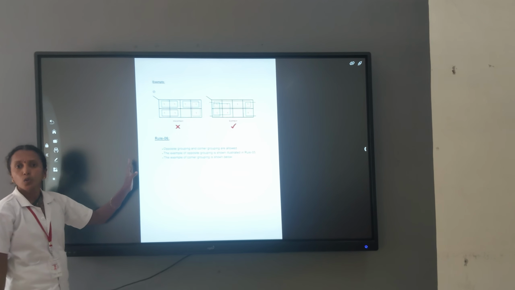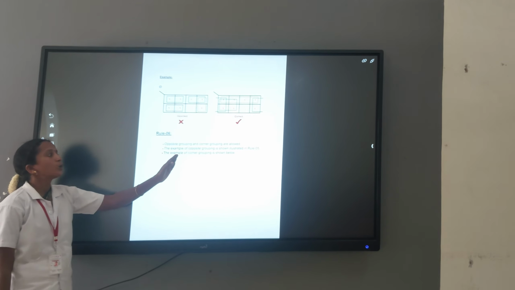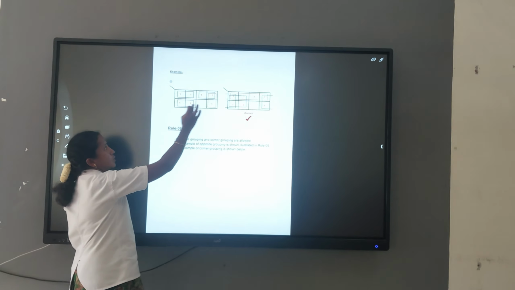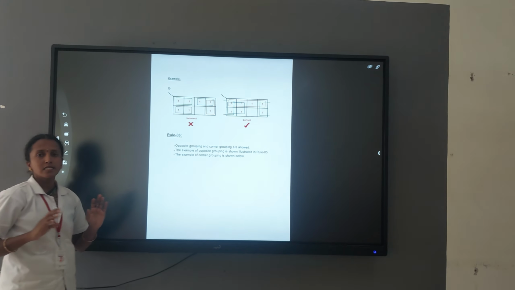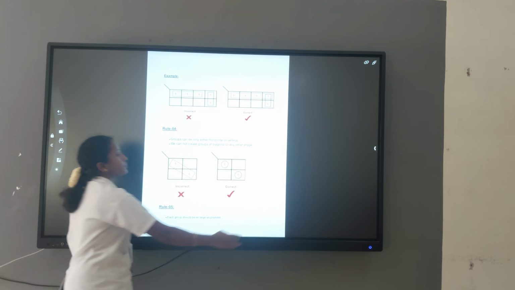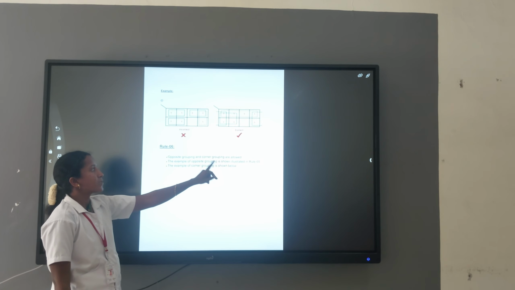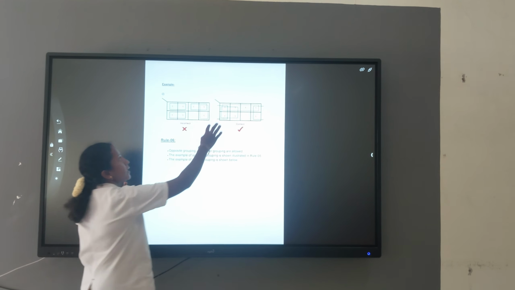Okay, next is rule number 6. Opposite grouping and corner grouping are allowed. Okay, this is the opposite grouping and corner grouping that is possible. Next, the example of opposite grouping is illustrated in rule number 5. This is the corner grouping.